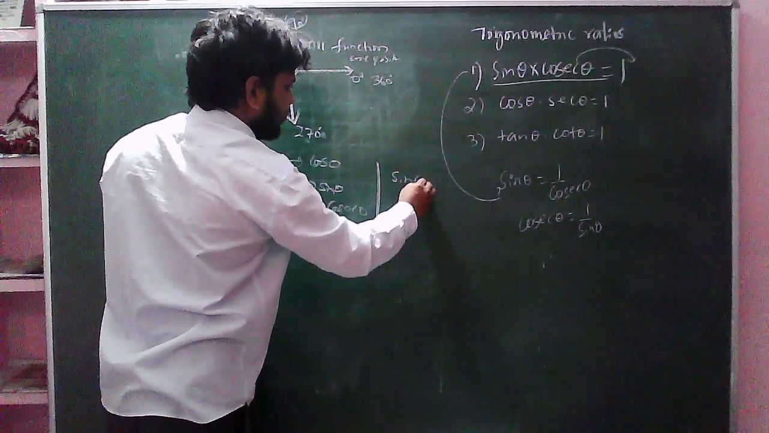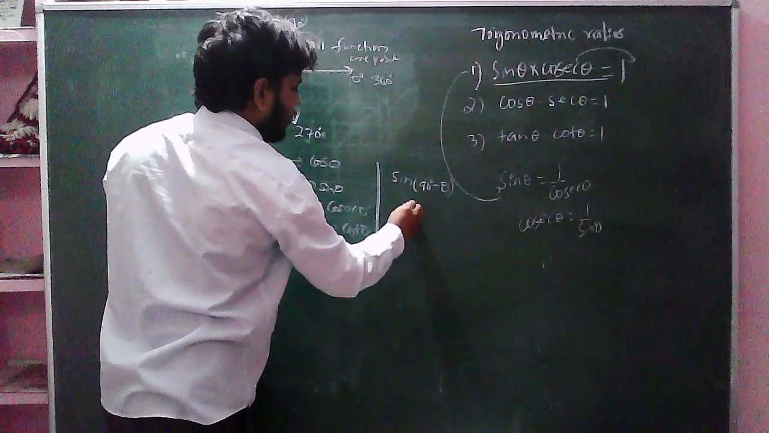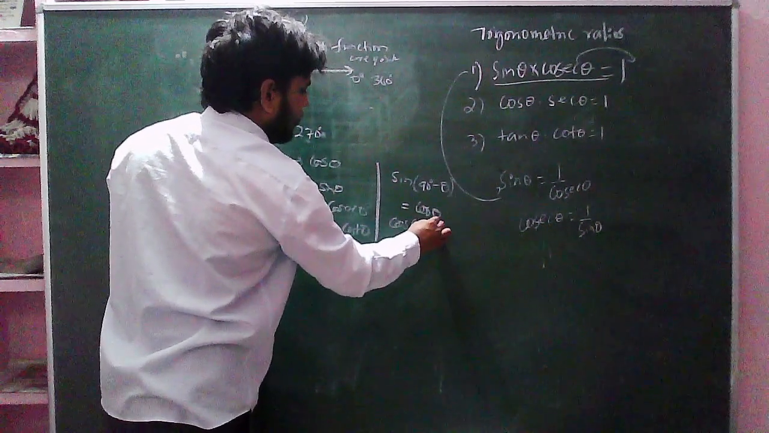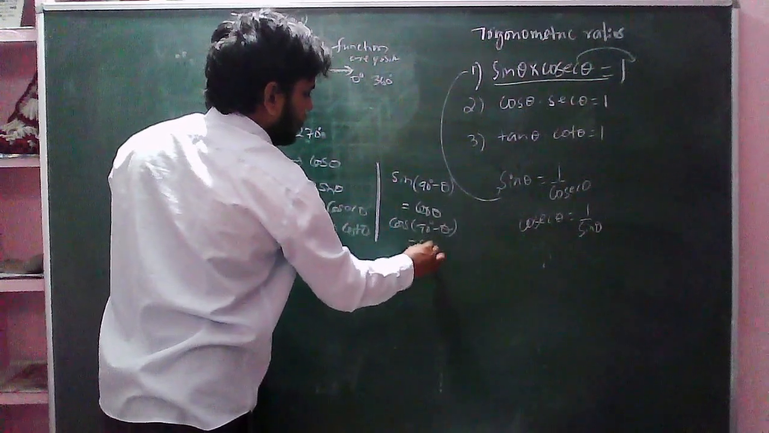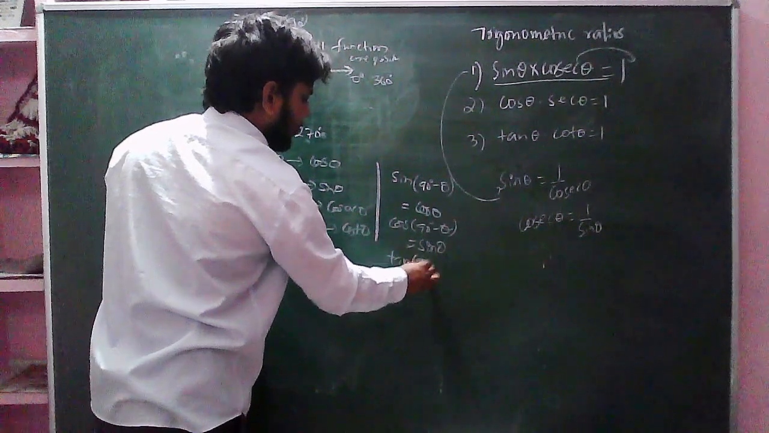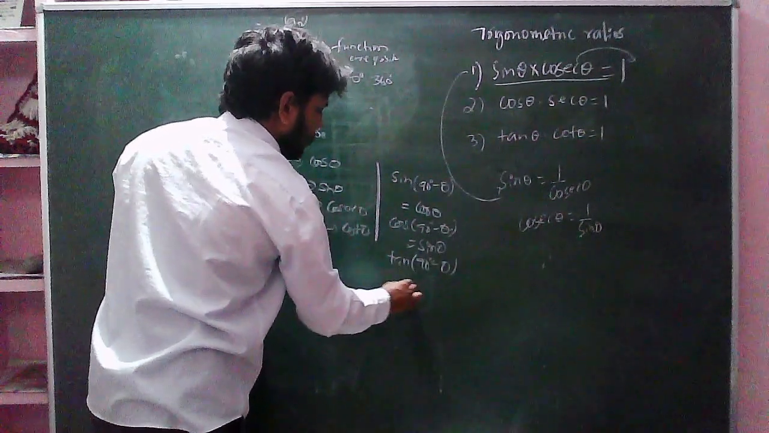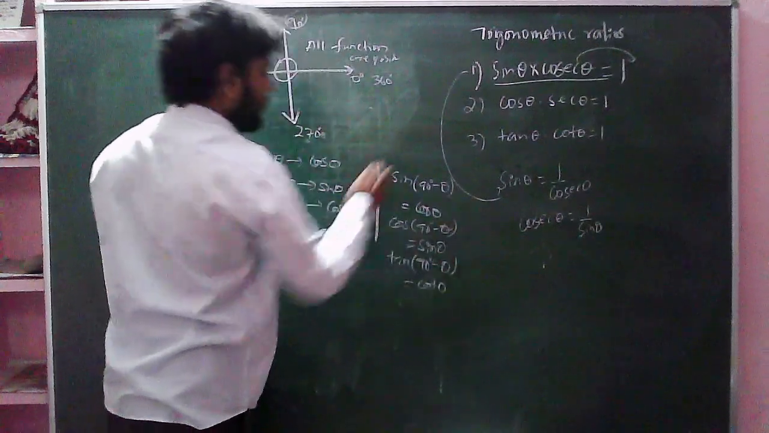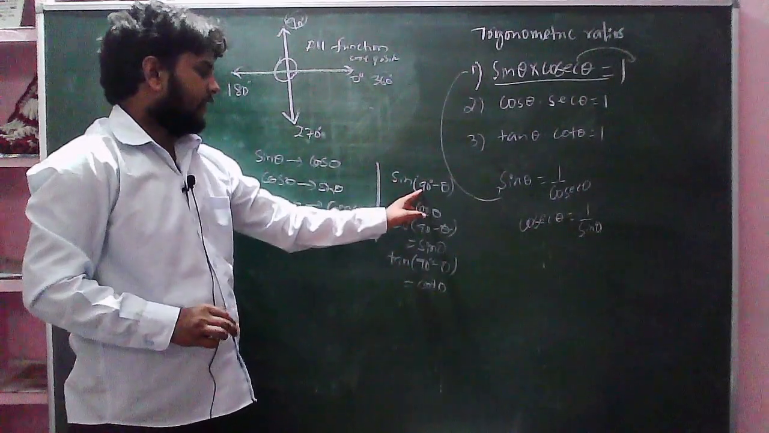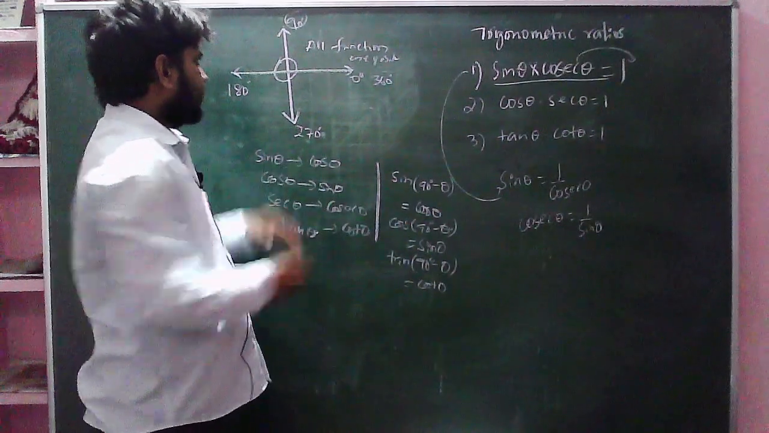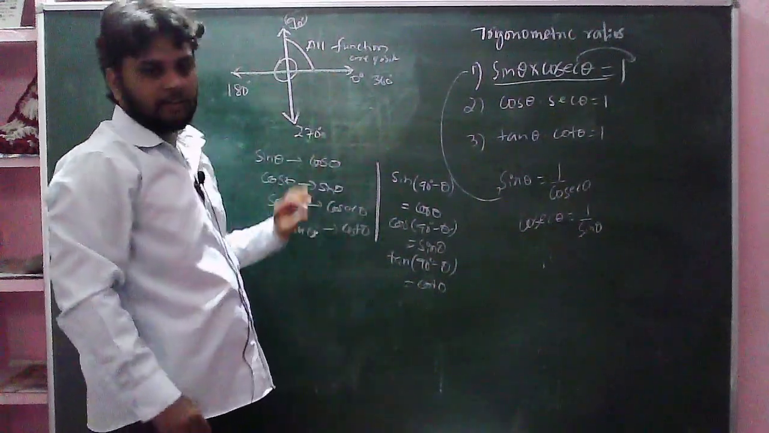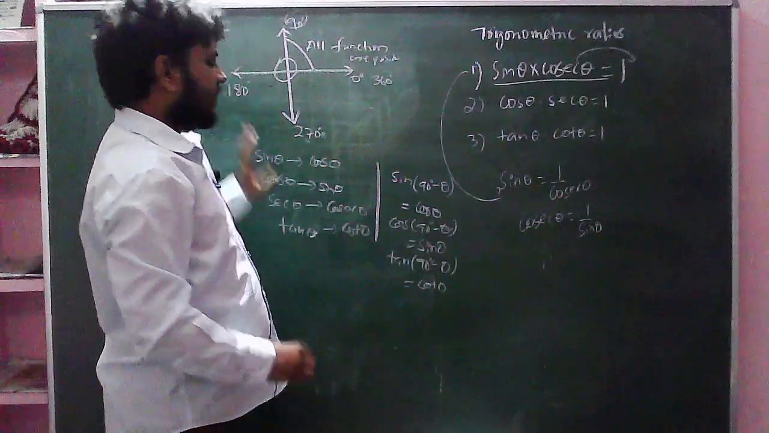Now how we can use this is that, for example, sine of 90 degree minus theta, we can have cos theta. Cos of 90 degree minus theta, we can have sin theta. Tan of 90 degree minus theta, we can have cot theta. Like that we can make many formulas by using these allied angles. Every time we write 90 degree minus theta, it means it is under the first quadrant only, 0 to 90 degree. So we will use it as allied angle formulas.